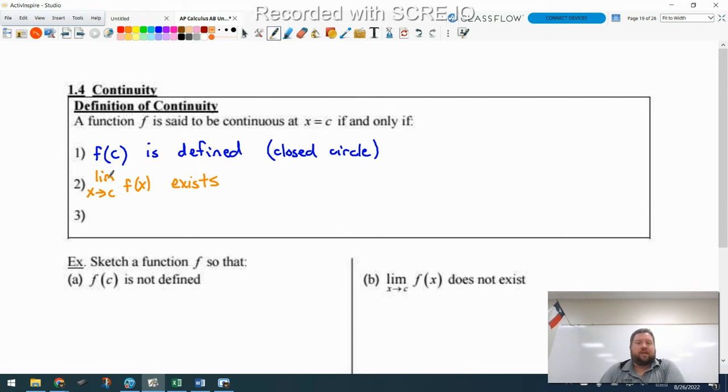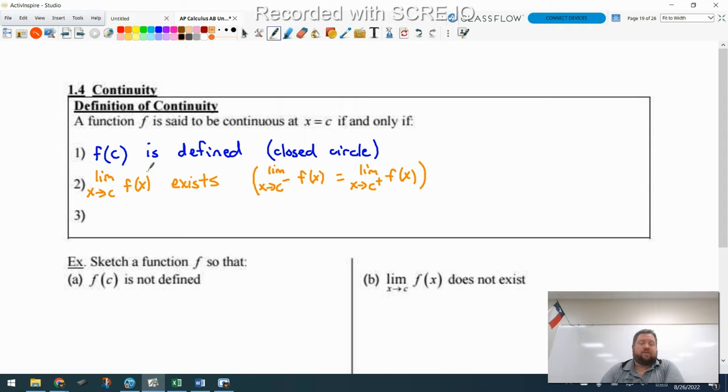So you have to have a limit that exists. Okay, so I'm going to write a little more formal. How do we know a limit exists? We know the limit as x approaches c from the left of f of x has to equal the limit as x approaches c from the right of f of x. So you need to make sure the left-hand and right-hand limits agree, and then you know the limit exists.